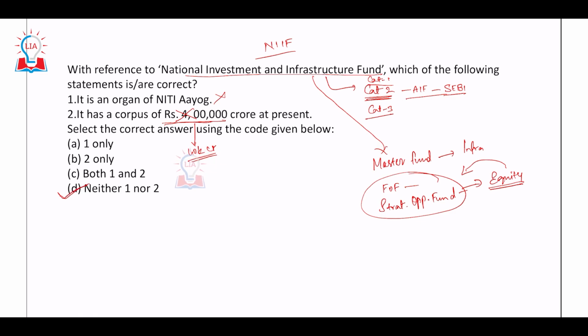So it is not an organ of Niti Aayog, right? It is an alternate investment fund set up by the government of India. And it has 3 funds within it: master fund, fund of funds, strategic opportunities fund. The second and the third are for equity investment, to make investments and gain returns. The master fund is to make investment in infrastructure.